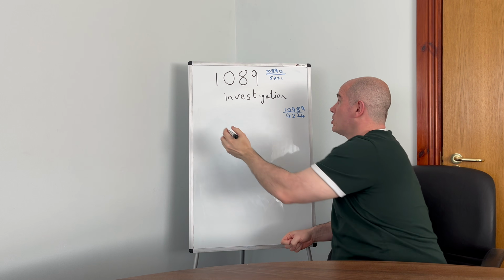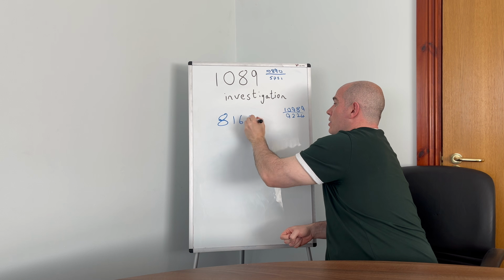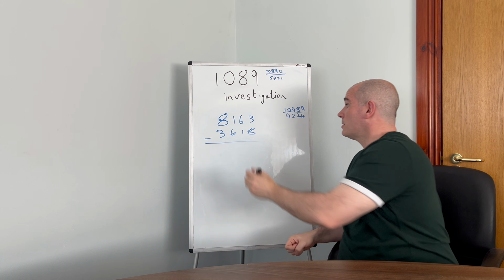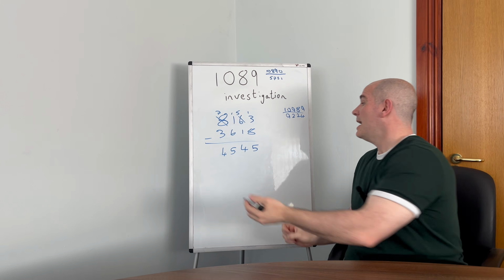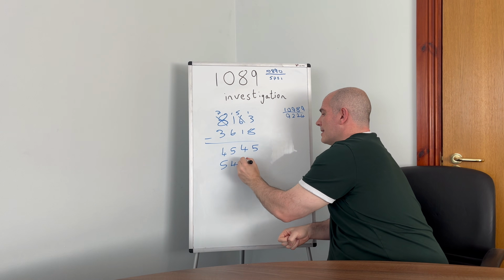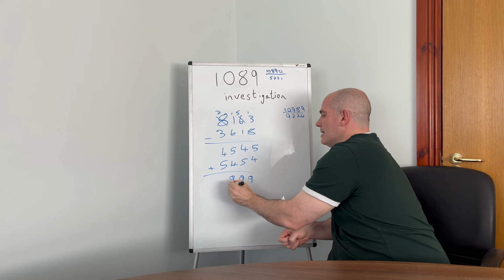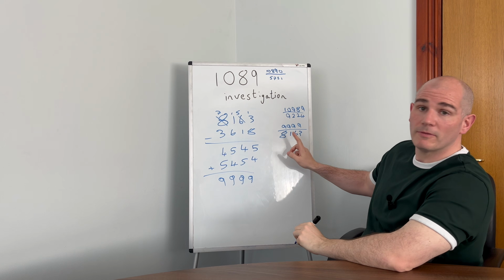And then finally, if we choose a start number such as 8163, if we reverse that, 3618, and then if we subtract them, let's see what we get. That's equal to 4,545. And then if we reverse it and add it, let's see what we get. 9999. So we got 9999 whenever we started with 8163.